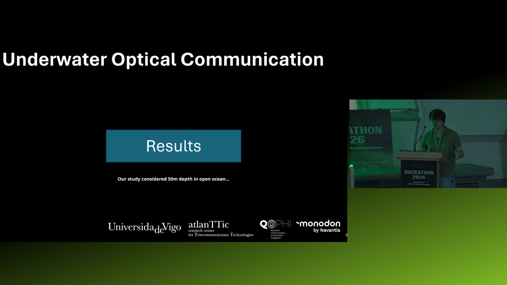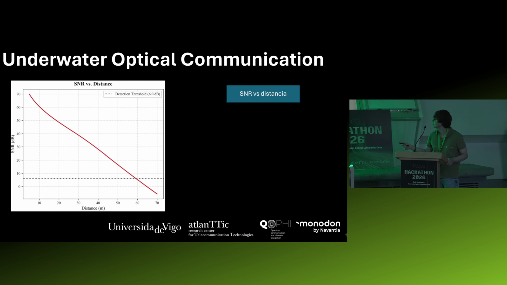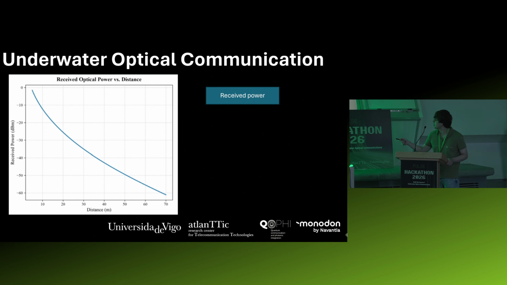So what are the results? That's the interesting stuff. Well, we plotted this one, but because there's not so much resolution in the projector, you may have difficulties seeing the numbers in the plot. But basically, this is the received optical power that we have in our receiver. As you can see, it decays quite rapidly with distance. So practically at 70 meters, we do not have anything resembling a signal to begin with.